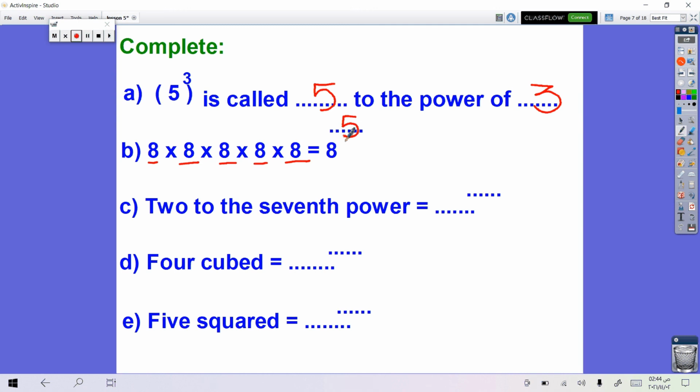2 to the 7th power will be equal what? Equal 2 in base and 7 in power. 4 cubed means 4 in base and 3 in power. 5 squared means 5 in base and 2 in power.